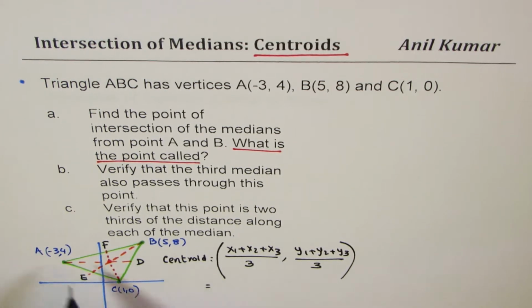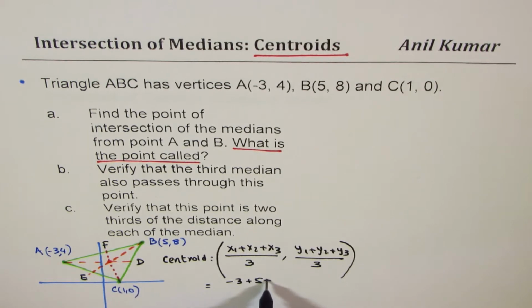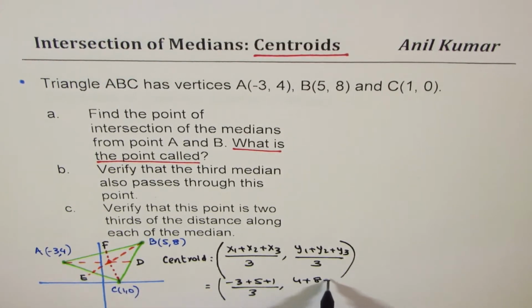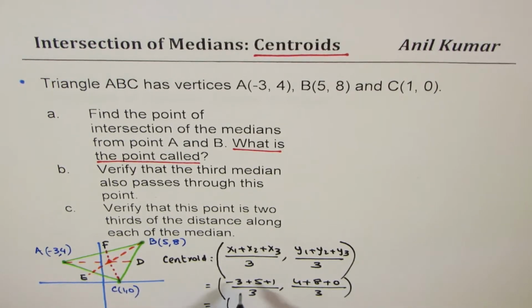In our case, the x value is (-3 plus 5 plus 1) divided by 3, and the y value is (4 plus 8 plus 0) divided by 3. So we get 6 minus 3 is 3, 3 divided by 3 is 1. And 4 plus 8 is 12, 12 divided by 3 is 4. So the centroid we get from here is (1, 4).